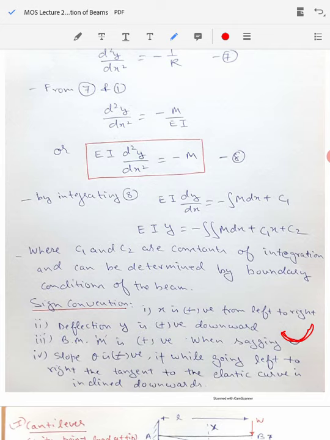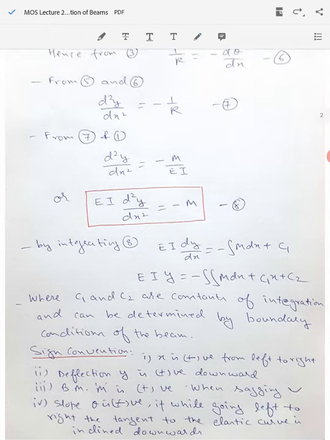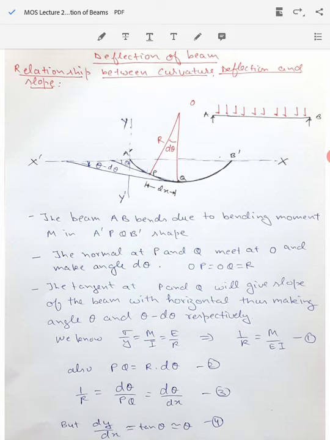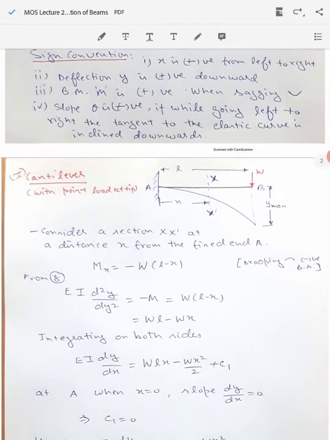Okay, the slope theta is positive if, going from left to right, the tangent to the elastic curve is inclined downwards. So what is the meaning of that? Here, if you are going from left to right, that means from A dash towards B dash, we see the tangent is coming downwards. That's why these slopes theta or theta minus d theta are termed positive, while if you go on this side and draw the tangent here, you will find that the tangents are going upwards. So that's why your slope will be considered on this side as negative. So the slope on the left hand side part, from the center to the left, will be positive, and from the center to the right hand side part will be negative as per its sign convention.